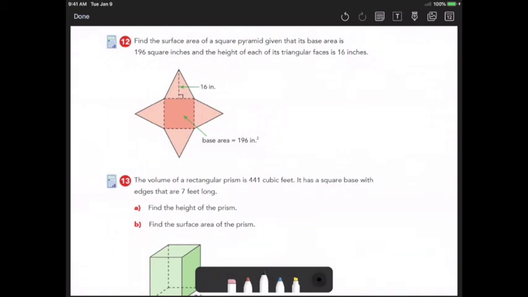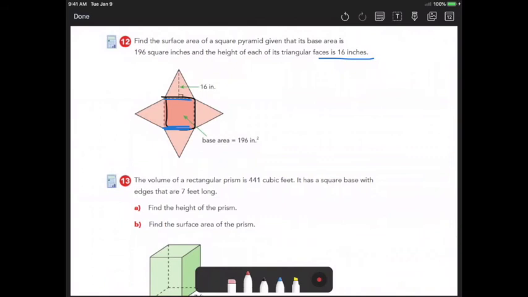So 12 is this. Find the surface area of the square pyramid. So they give you the square bottom here. They give you the base. So what you need to do is figure out each side first. If you figure out each side, that's going to give you the base for the triangles to help you. Okay? All right. And they do tell you that the height is 16 inches for the triangle, so we're good with that. So try it, and then I'll show you how to do it.